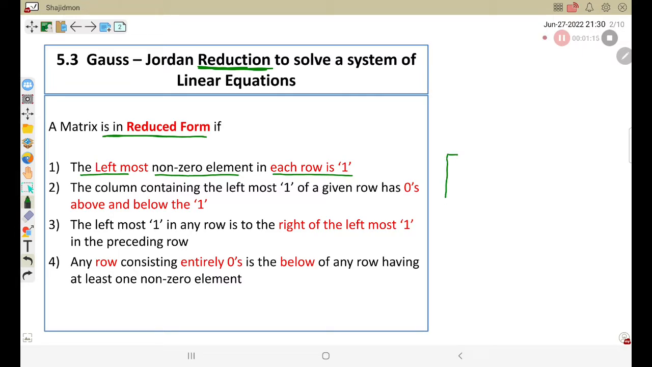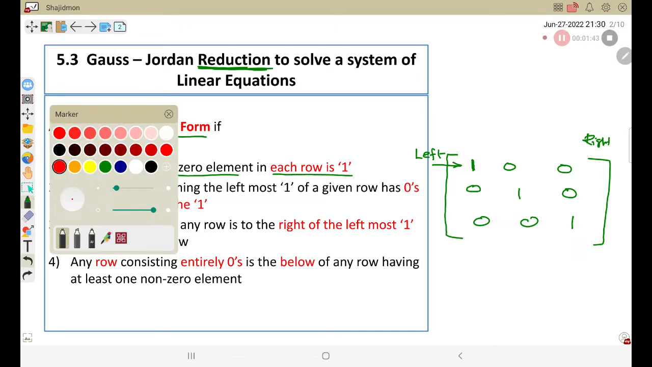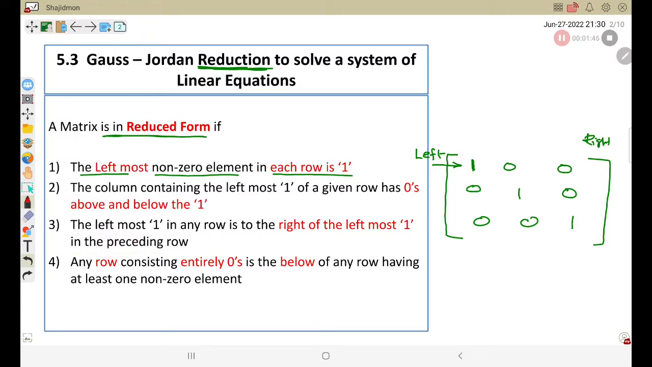In a matrix, if you take each row, the starting non-zero element on the left side should be 1. Zero is no problem, but the leftmost non-zero element in each row should be 1. See here it is 1. Just note this example so that you will understand all the properties correctly. The leftmost non-zero element in each row is 1.